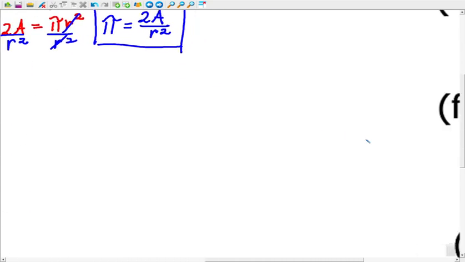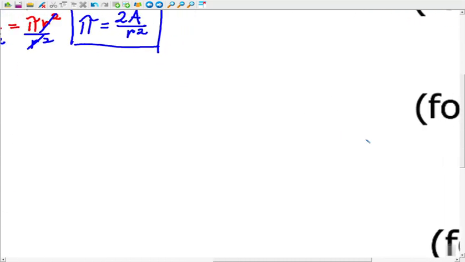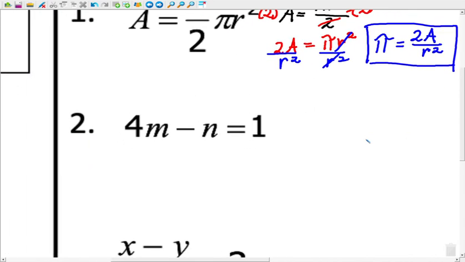Number 2 says we are solving for n. Looking at n, we see there is another term that needs to go. This 4m needs to come over to that side, so I'm going to subtract it. When I bring it over and subtract it, it is not a like term with this 1, so I cannot put them together. I'm going to have to write it as 1 minus 4m.